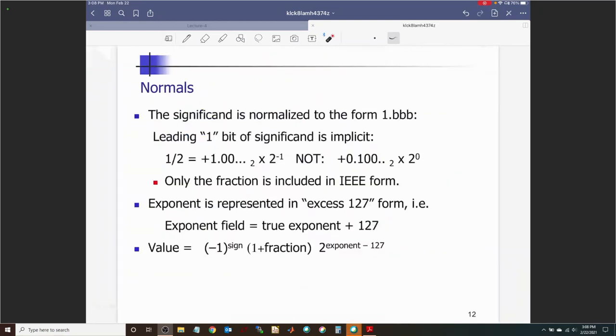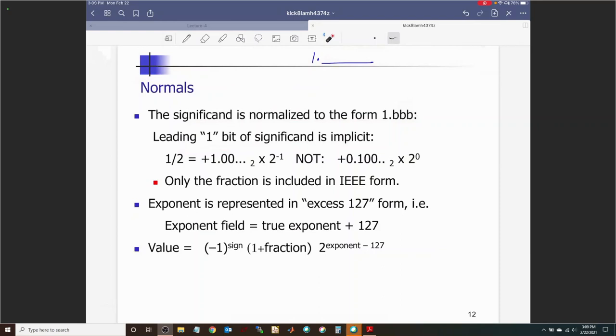Now let's talk about normals versus denormals. The whole idea is, can you represent the numbers using one binary point followed by the fraction bits, or is that not possible, right? So 1 followed by a binary point followed by a bunch of fraction bits, that is called normal scientific notation. So the significand is normalized to the form 1 binary point followed by all the bits. They go here, right? The fraction bits. The leading one of the significand is implicit. Why use 1 bit out of the 32 bits when we know that bit is always 1?